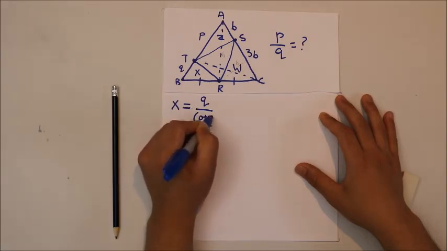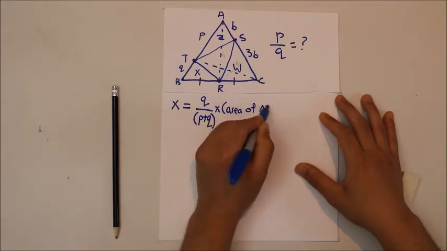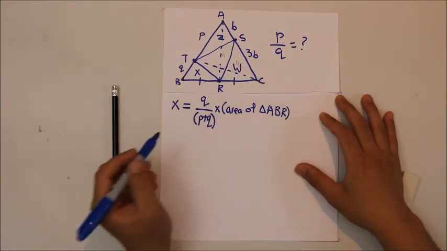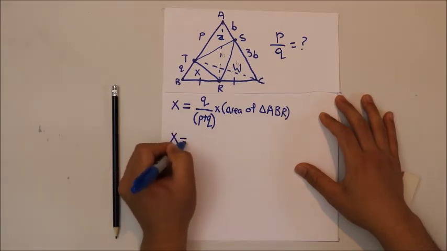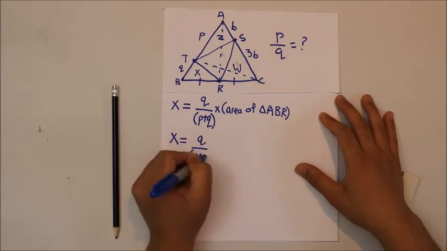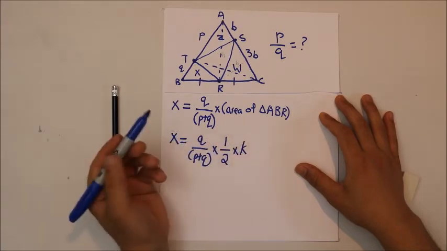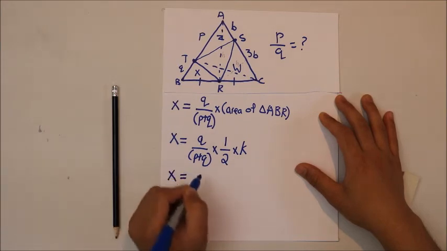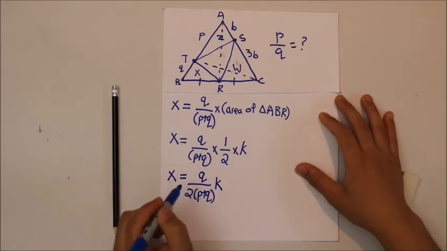So if we did exactly what we did for W, we would get X is equal to Q over P plus Q times the area of triangle ABR. And because we know that triangle ABR is 1/2 of ABC, we can write X equals Q over P plus Q times 1/2 and then times K, which is our value for area of triangle ABC. When we simplify this, we get X is equal to Q over 2 times P plus Q, times K. This is our equation for X.